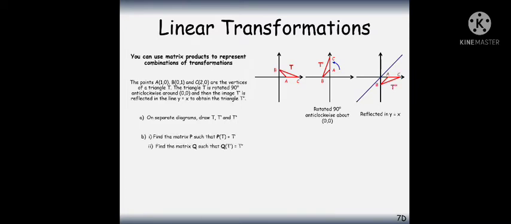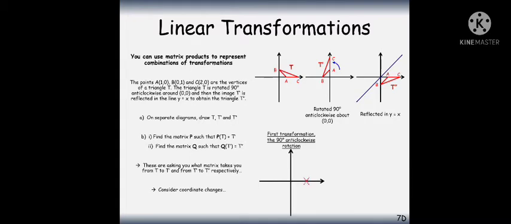Part B. Part 1, find the matrix P such that PT is equal to T prime. And the second one, find the matrix Q such that QT prime is equal to T double prime. So these are asking you what matrix takes you from T to T prime and from T prime to T double prime respectively. So consider coordinate changes for this one.